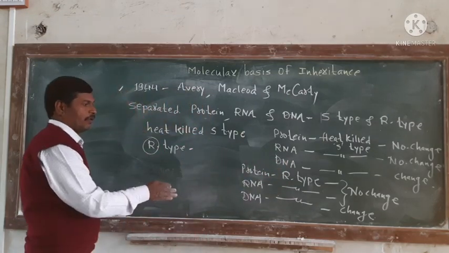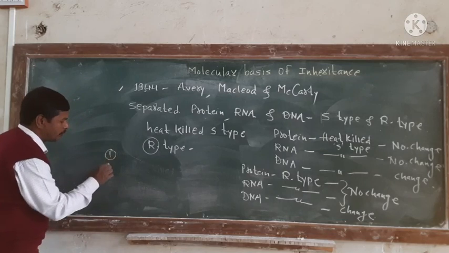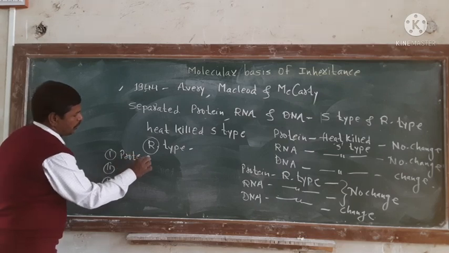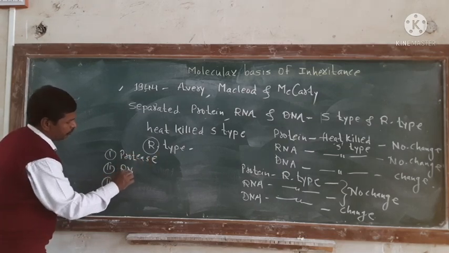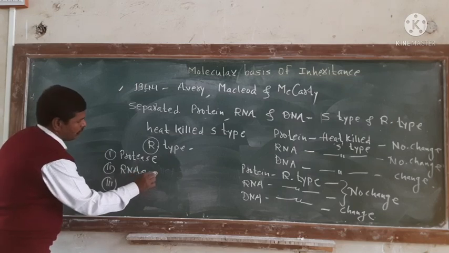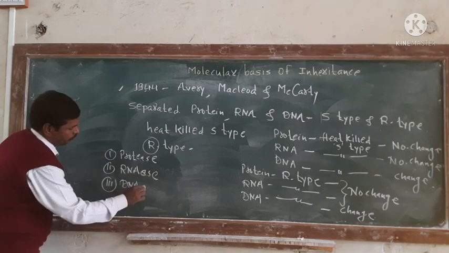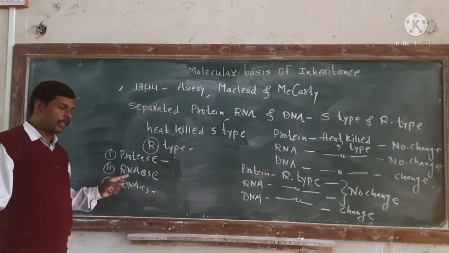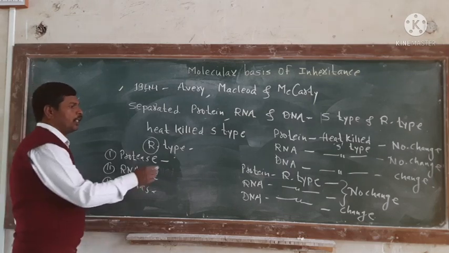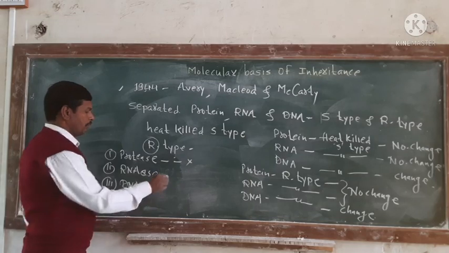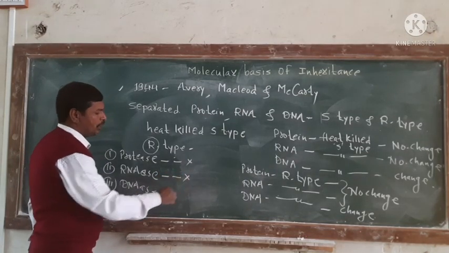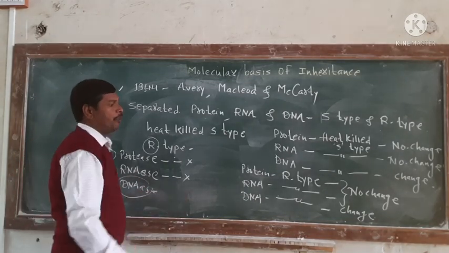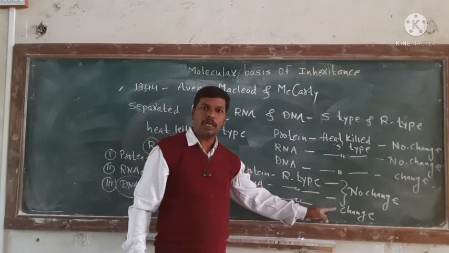Second thing, again they used three different enzymes. The first enzyme, protease; the second enzyme, RNase; and the third enzyme, DNase. They destroy the protein, the RNA, and the DNA respectively. When they used protease, no effect. When they used RNase, no effect. But when they used the DNase enzyme, there was an effect, meaning there was no change in the transformation.